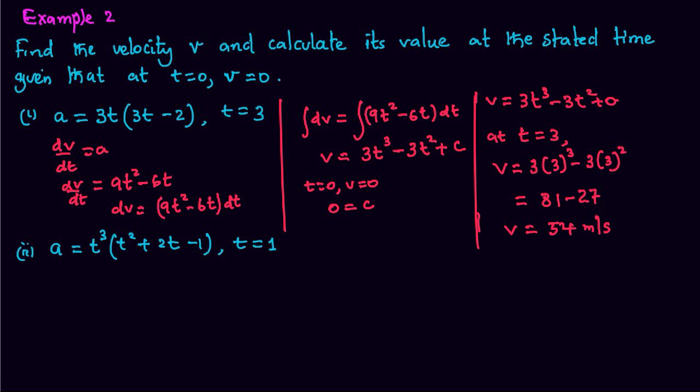In the second example, when we open the brackets, we get dv over dt, which is equal to a, is equal to t raised to power 5 plus 2t raised to power 4 minus t cubed. dv is equal to t raised to power 5 plus 2t raised to power 4 minus t cubed dt.